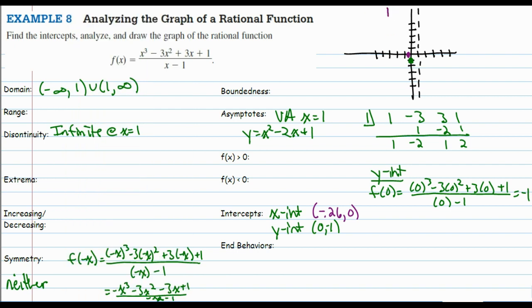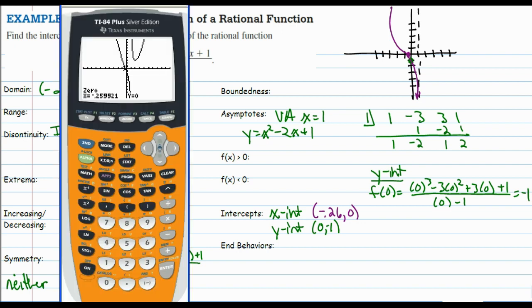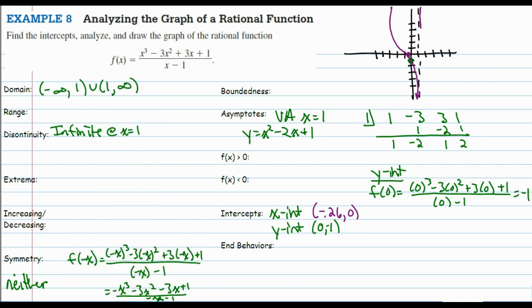The outsides are going to act like a parabola, so I'm going to make it look like a parabola. But then it is going to go through the x-intercept, through the y-intercept, and then approach the vertical asymptote down to infinity. The other piece is going to come down from infinity at the vertical asymptote and then go back up, finishing off the parabola I started on the other side.